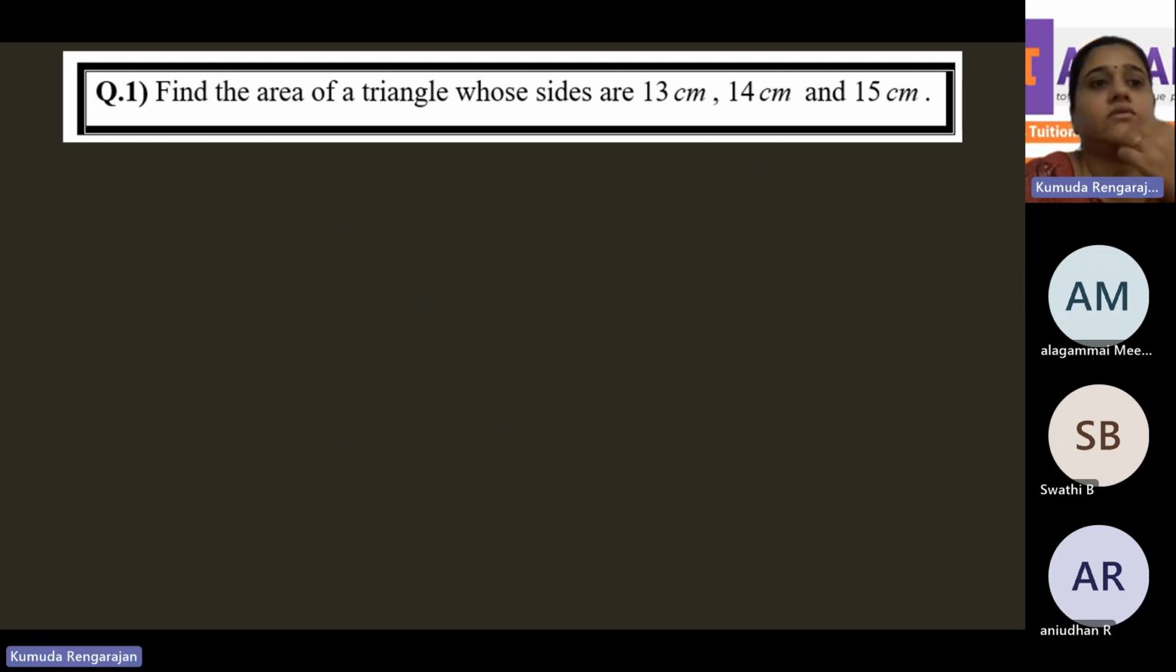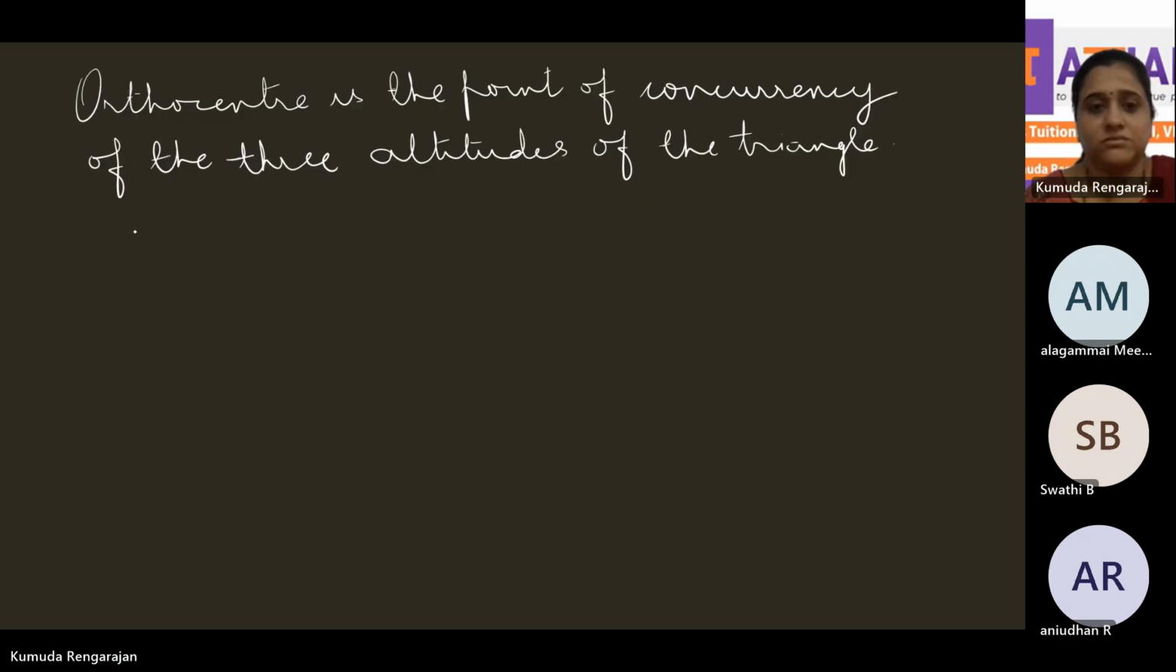Okay, so let's recall how we've been used to finding the area of a triangle given the base and the corresponding altitude. Otherwise, we didn't know. Or we also know one more formula. What's that? How do you find the area of an equilateral triangle? Formula to find the area of an equilateral triangle.